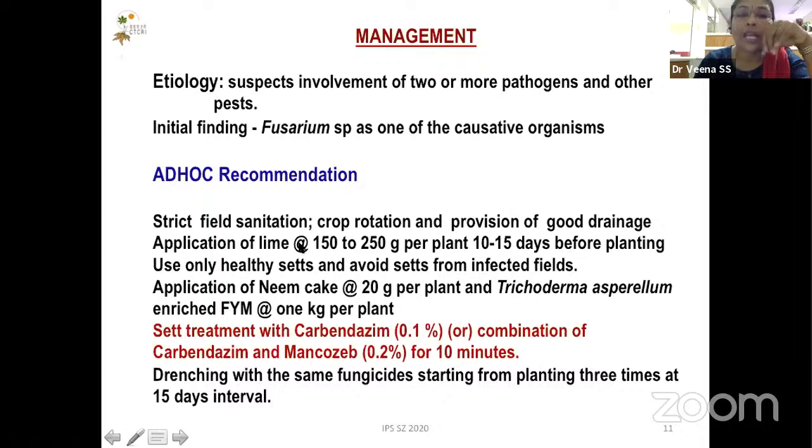So we have made an ad hoc recommendation, including strict field sanitation, crop rotation, and provision of good drainage, addition of lime, neem cake, and another one. It's all tuber crops, and they are all clonally propagated. So set treatment, if the pathogen has affected the sets, it will go to the next crop also. So set treatment is very important. We have developed a set treatment with carbendazim or the combination fungicides carbendazim and mancozeb.